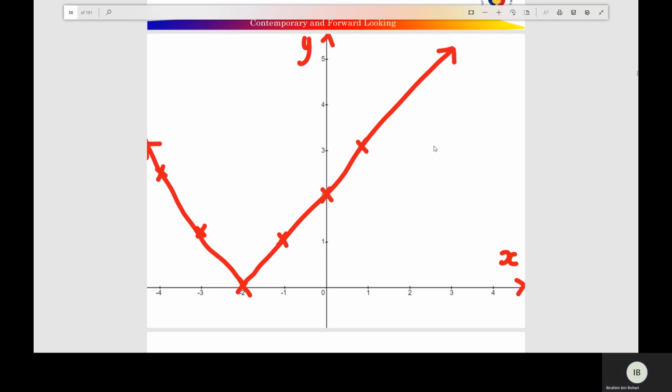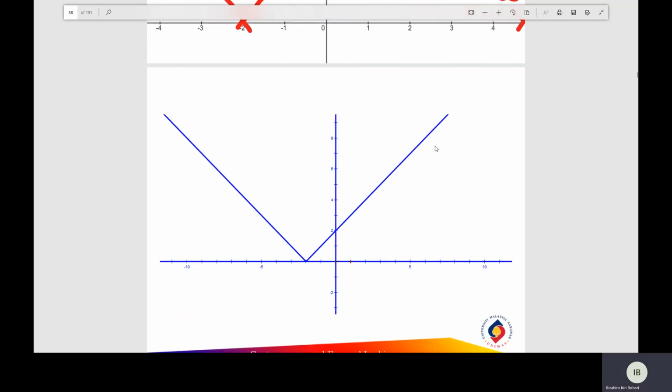Okay, and then the graph here. So this one is the graph of the absolute value function. This one you label the axes, y-axis, x-axis. And here you put the arrow to the positive and negative infinity.